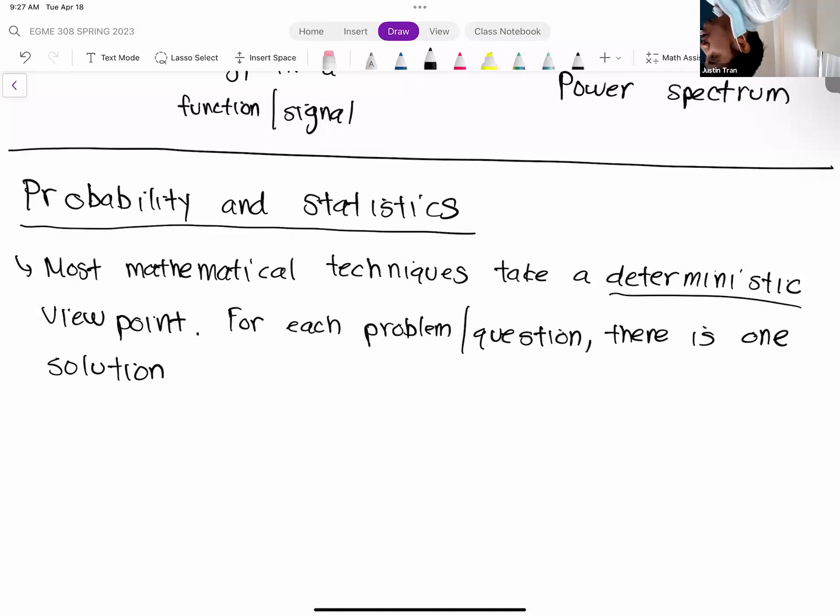I give you a differential equation, there is one solution to that differential equation. I give you a certain time domain function, there is one Fourier transform associated with that. Deterministic. Unfortunately, the real world isn't quite this simple. There's not just one answer to every question or every problem out there.